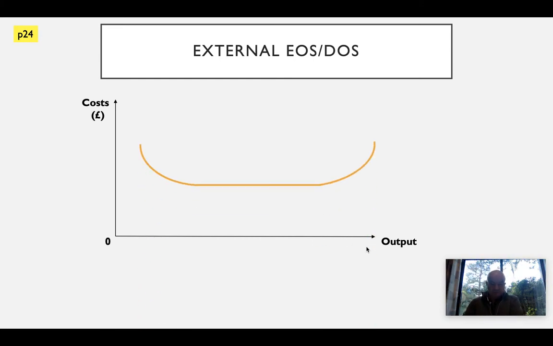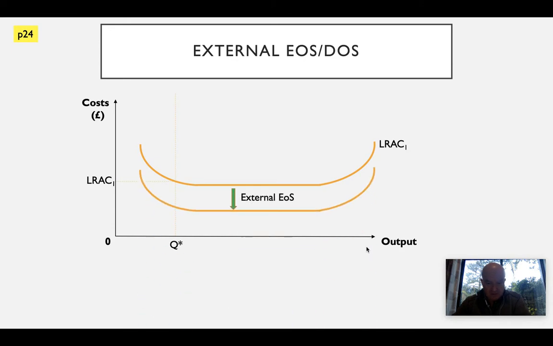So if we're looking at that in terms of an example and trying to illustrate that, there's our original long run average cost curve, LRAC1. Obviously, the point at Q is our minimum efficient scale of production. So again for LRAC1, that is going to be at Q star, or Q asterisk. Now if we get a situation where we get external economies of scale, that's going to lower our long run average cost curve, and it's going to move it down to LRAC2.